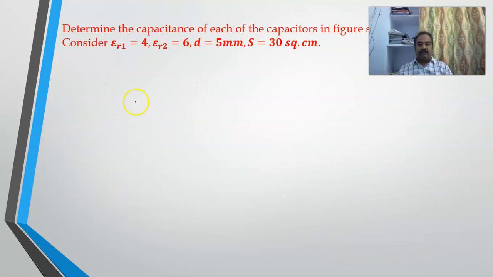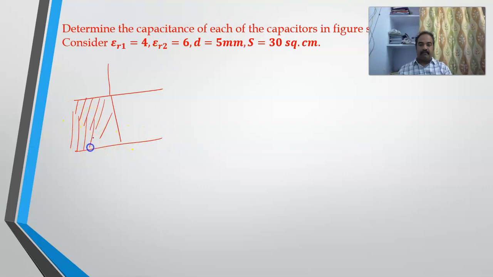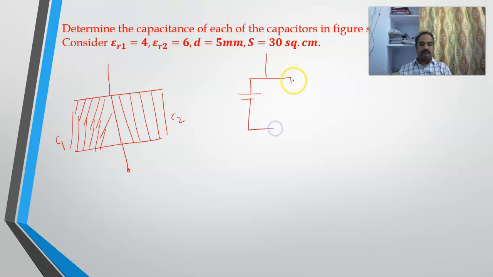Now, if we move on to the second configuration, the medium is divided in this fashion. This is one medium, and this is another medium, so these are C1 and C2. If I draw this one, now if you can see, it is just like having two capacitors in parallel. So you will get C1 plus C2.